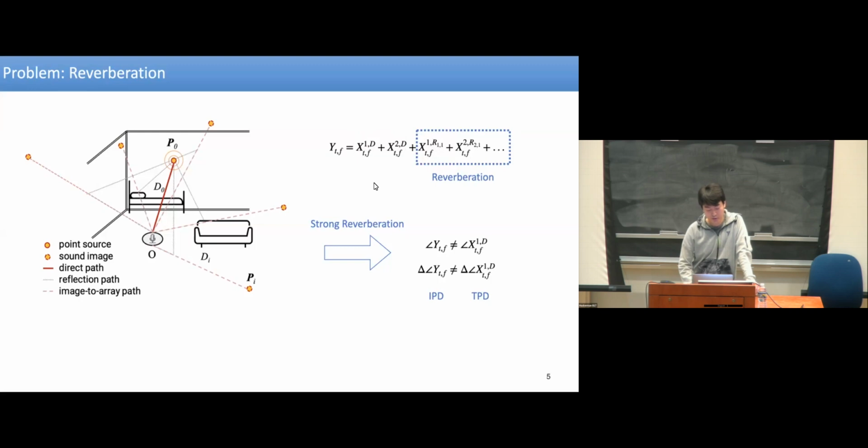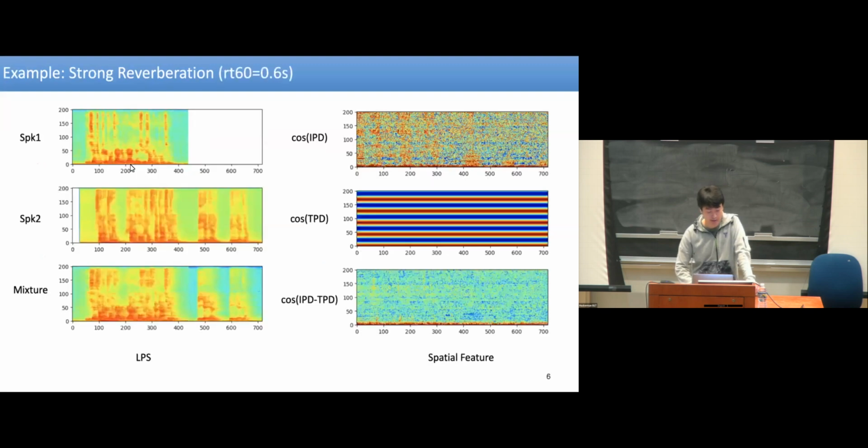Then even if you assume that your mixture speech Y is totally dominated by your target speaker X1, you would not see the phase of your mixture equal to the phase of your first element, because there are also some reverberation terms here, and they also contribute to the phase of the mixture. Because of that, you also cannot assume that the phase difference you got from Y should be equal to the phase difference you got from X. That means IPD would not equal TPD in such cases. Let's see this example.